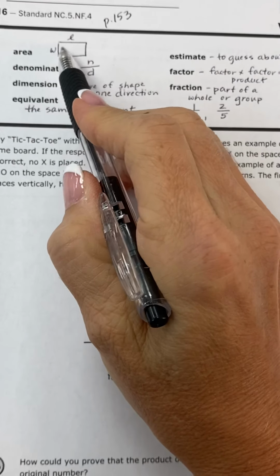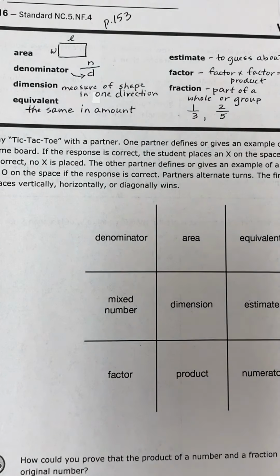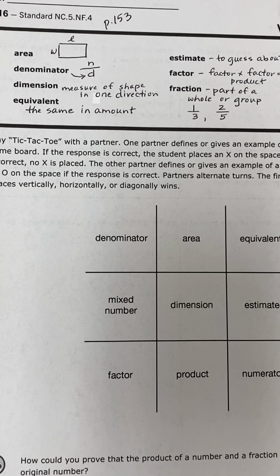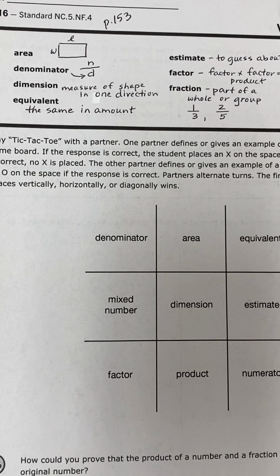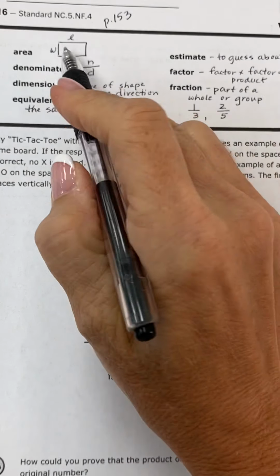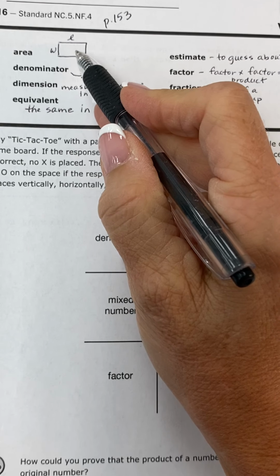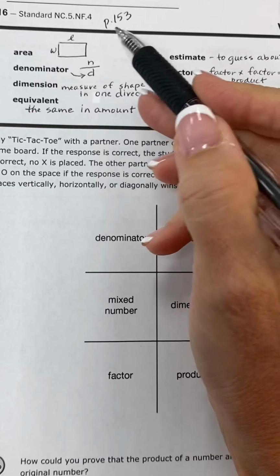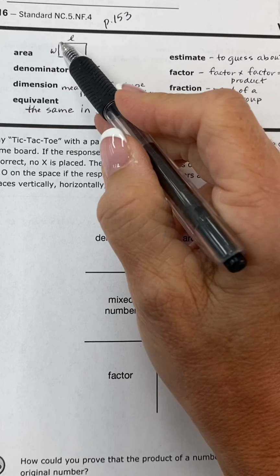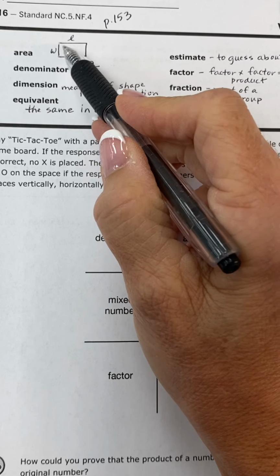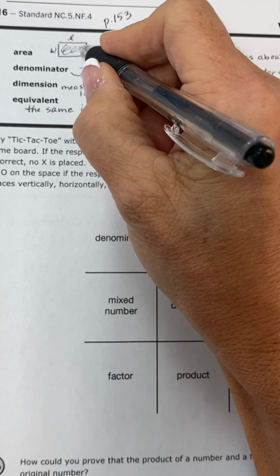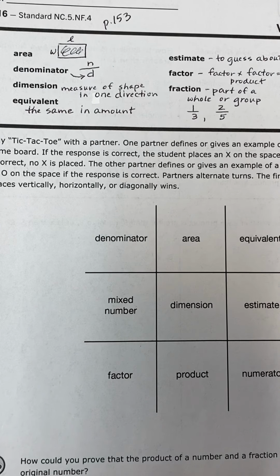Area means you're finding the length times the width, the space that it covers inside of an object, the number of square units needed to cover a surface without gaps or overlaps. So if this was your closet floor and you wanted to cover it with some pretty carpeting, you could do that by finding the length and the width, and that would give you this inside part. So this would be your area, like a rug, like a magic carpet. Okay.